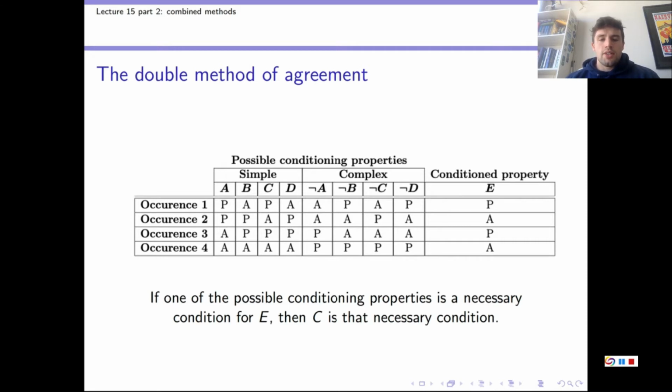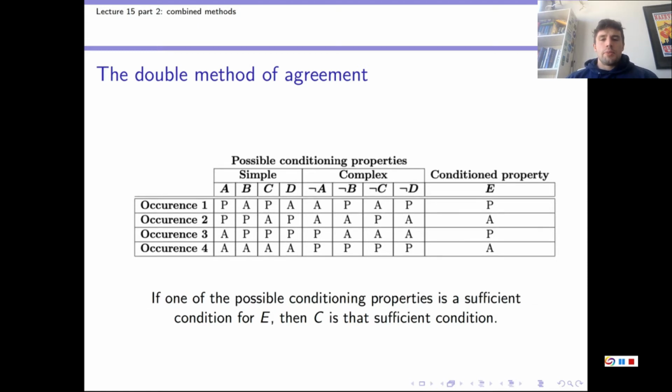So the conclusion is, if one of the possible conditioning properties is a necessary condition for E, then C is that necessary condition. Here's the next question then. You might want to pause and have a look at occurrences 2 and 4 before you move the video on.